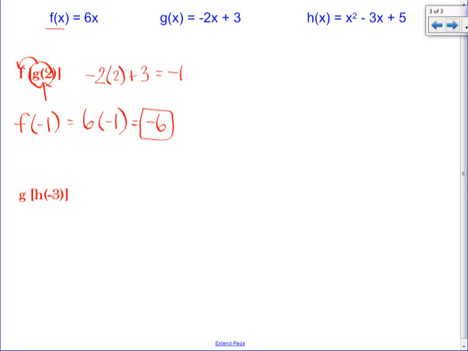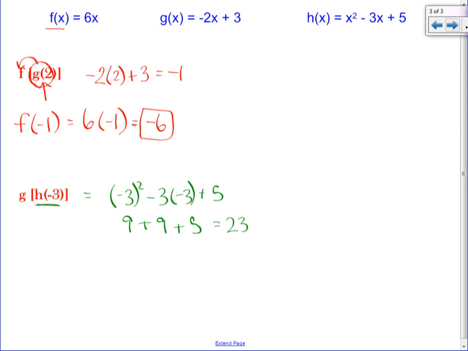Okay, so doing the same thing, we start in the middle, h of -3. So we're going to look over at h of x. So we've got -3 squared, drop in a -3, plus 5. So what's this right here? 9. What's this? Plus 9, plus 5. Okay, so that is 23.